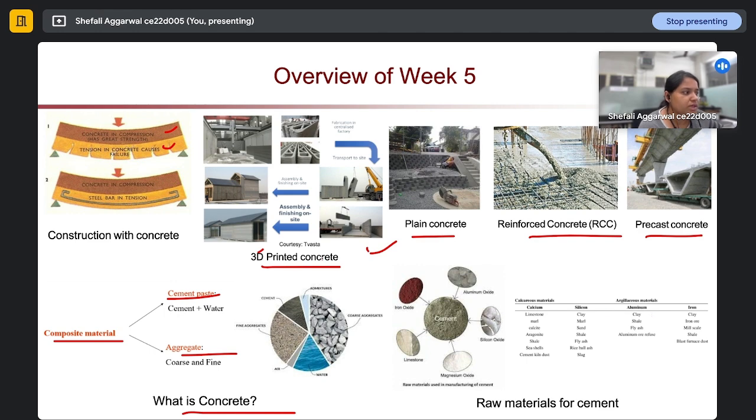So the next topic is the first of the main elements of our concrete, cement. So we will be talking about cement. The main raw materials of our cement are calcareous and argillaceous materials, which actually form the cement. So the main elements of our cement are given here.